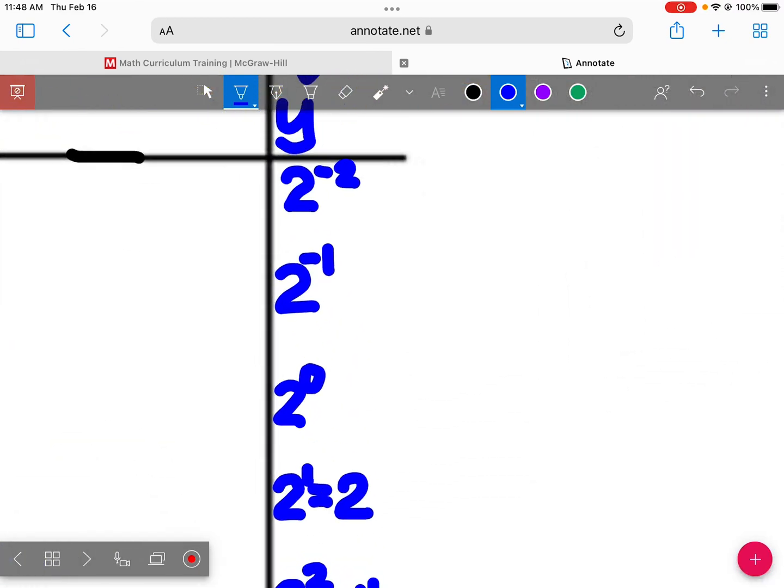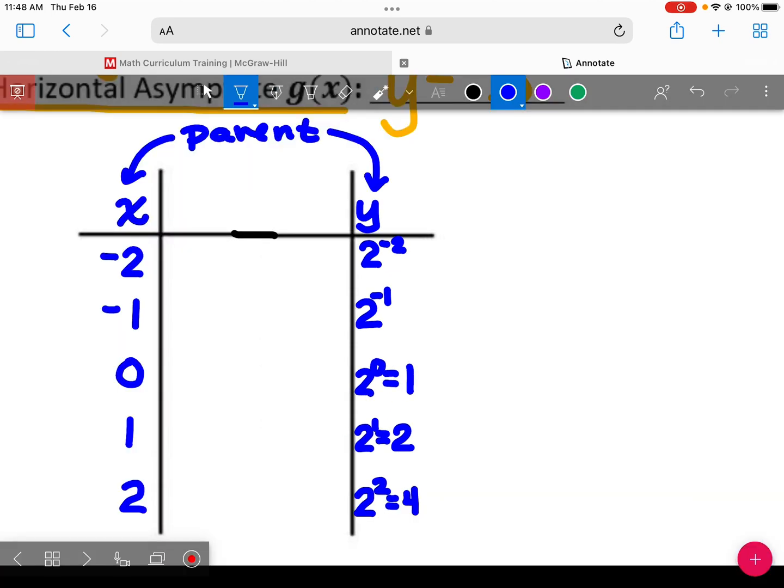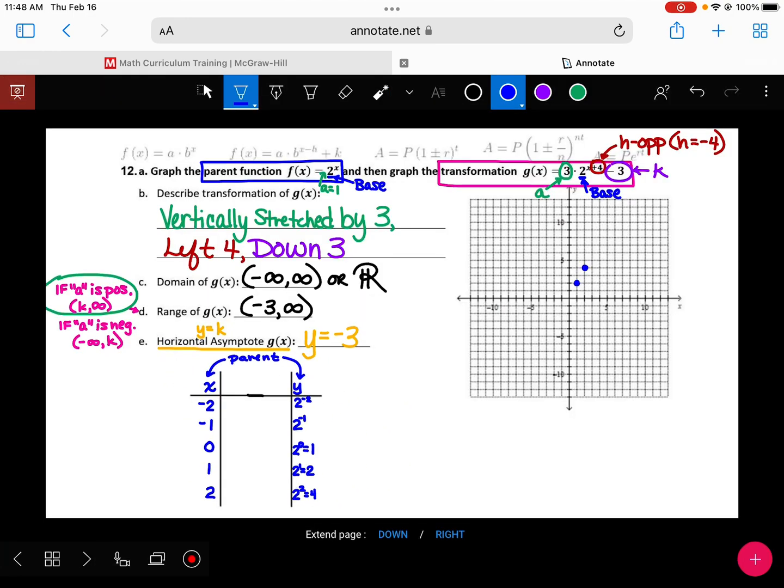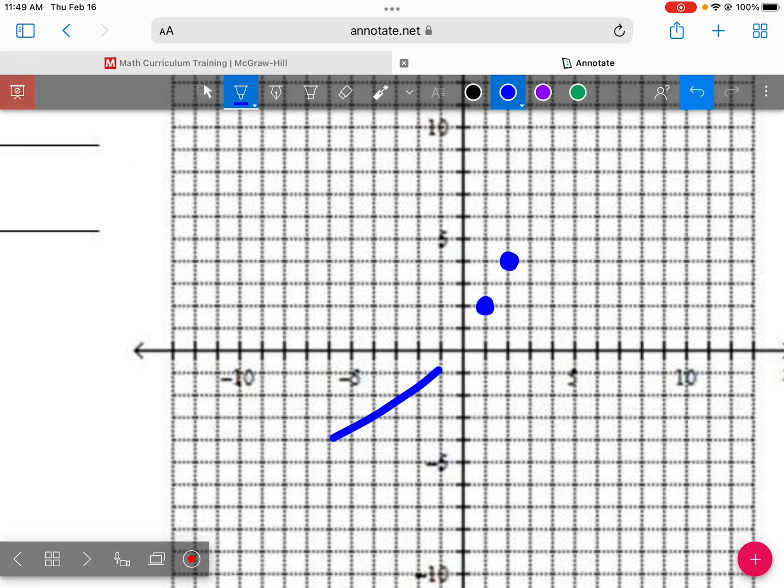What is anything to the power of 0? 1. Lauren, what's your question, dear? Yeah, 2 to the second power equals 4, and so I put a point at 2, 4. 2 to the first power equals 2, so I put a point at 1, 2. 2 to the 0 power equals 1, so I have a point at 0, 1, and I'm getting ready to put that one on my graph now. Good questions.